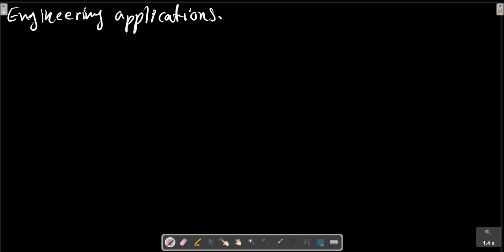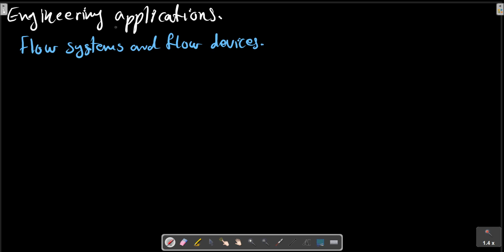Engineering application, flow systems and flow devices. The majority of devices and technical applications of energy conversion and transfer involve the flow of substance.